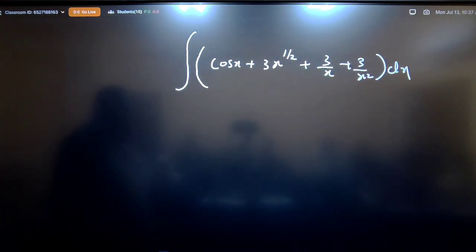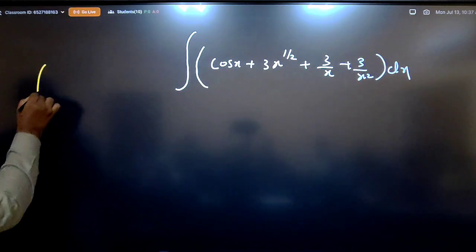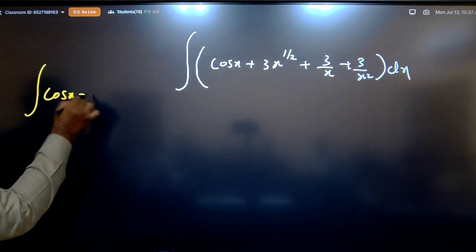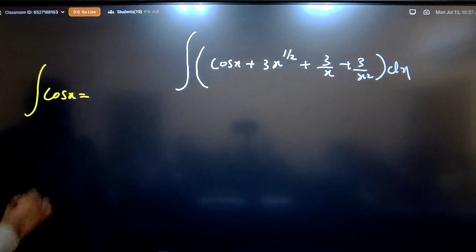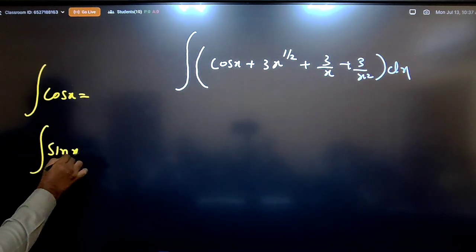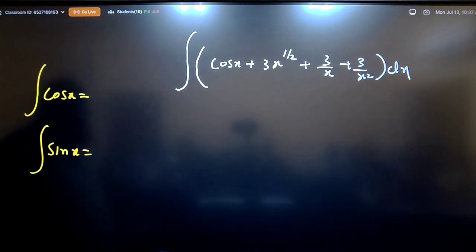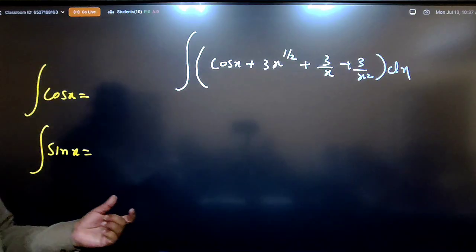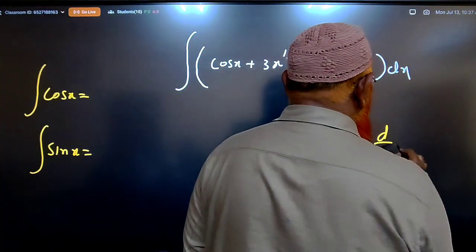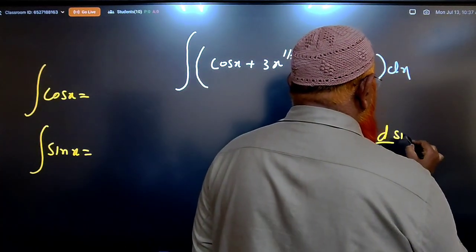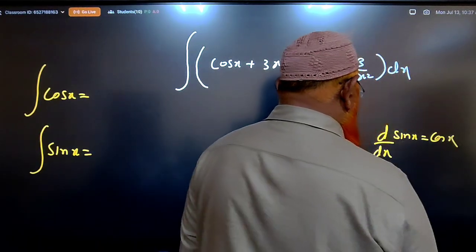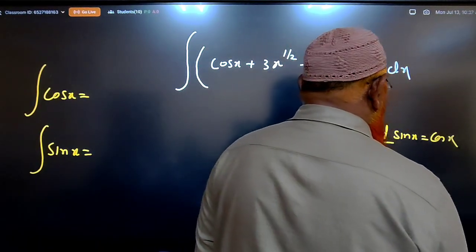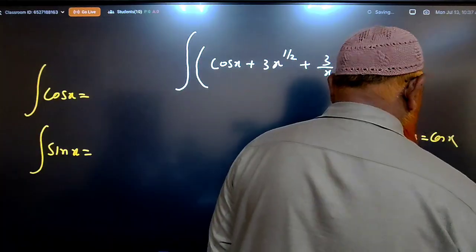How will you do this one? See here, integration of cos x is how much? And integration of sin x is how much? Here, you know, differentiation of sin x is going to be how much? Just cos x. And differentiation of cos x is going to be minus sin x.